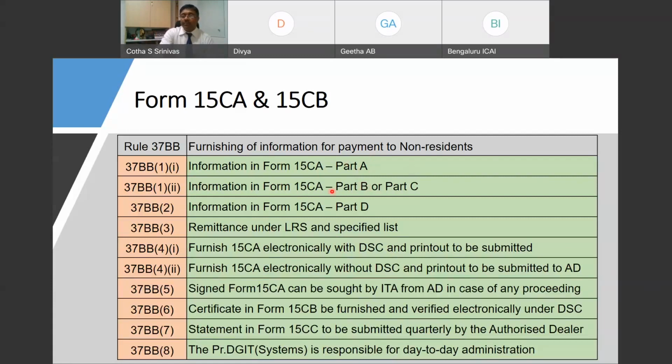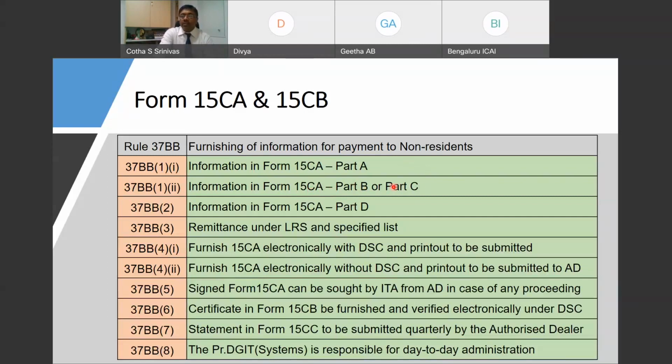Then Part B and C apply when the payment is more than 5 lakhs in the previous year, and there are certain situations where either the payer or payee has applied for a certificate under 195(2), 195(3) or 197. If he has got a certificate for lower or nil deduction of TDS, then Part B has to be used. If a certificate is not obtained, that is, the payer or payee has not applied for it and has not received the certificate, and the amount of payment is more than 5 lakhs in the previous year, Part C has to be used.